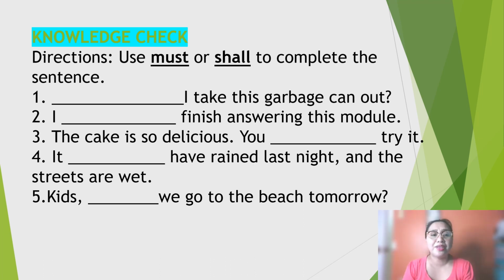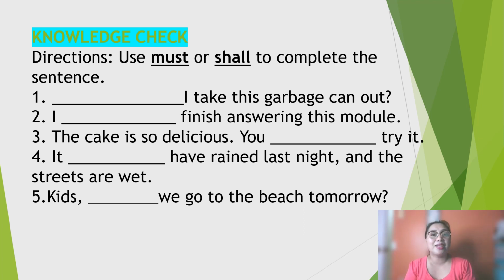Number three, the cake is so delicious. You must try it. Number four, it blank have rained last night and the streets are wet. So you could say, it must have rained last night and the streets are wet. How about number five? Kids, blank, we go to the beach tomorrow. Is it must or shall? Kids, shall we go to the beach tomorrow? The answer is shall. Why? Because you are suggesting something to someone.